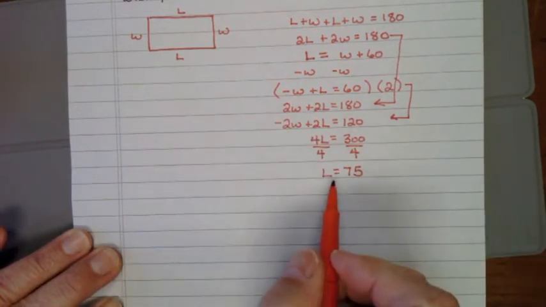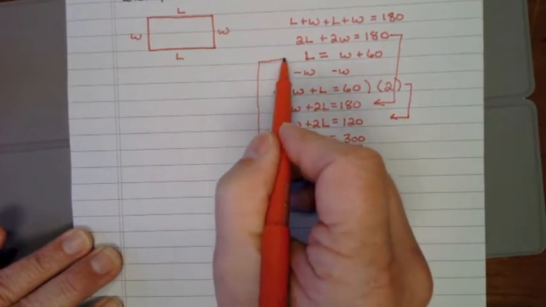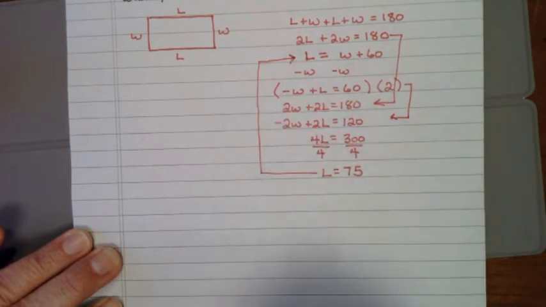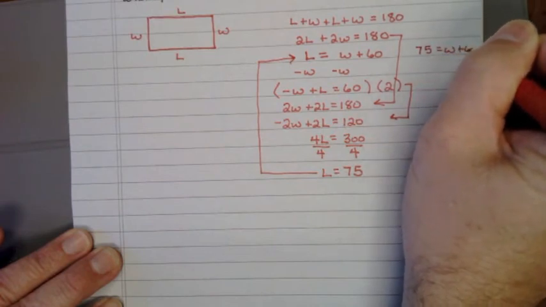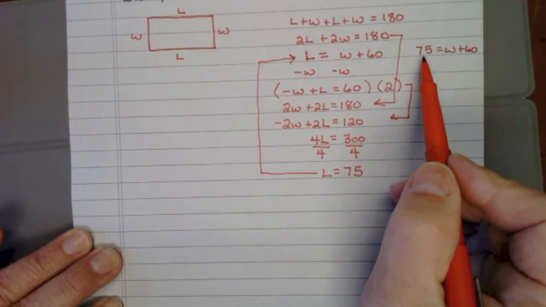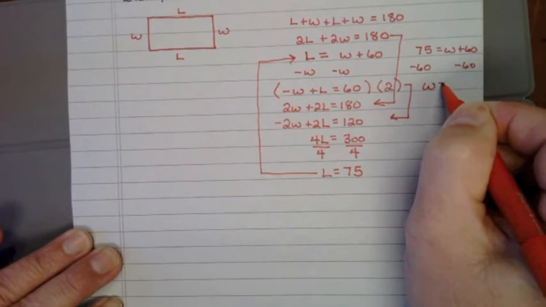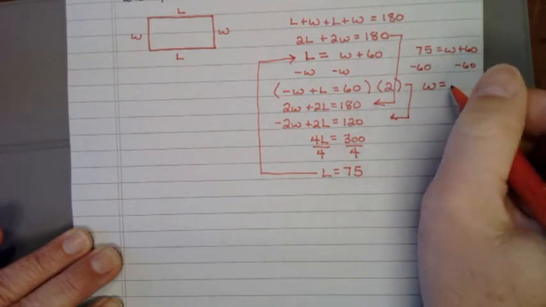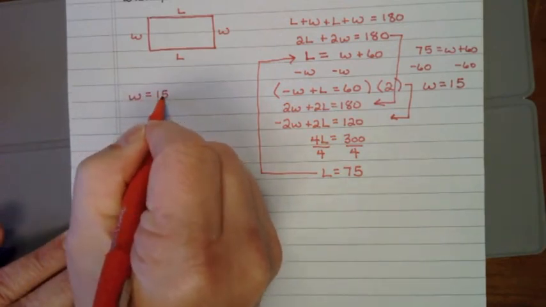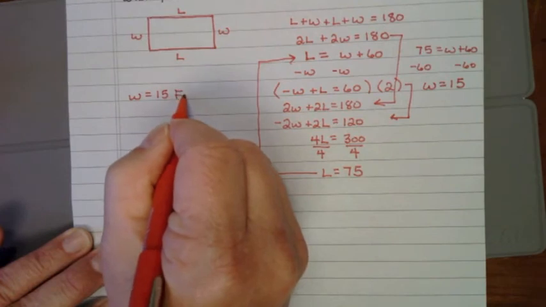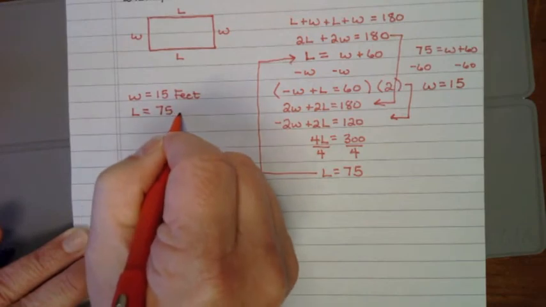Now that I've found the length, I need to find the width. I can take this and plug it into this one right here. That would be 75 is equal to W plus 60. Remember, the width is going to be smaller than the length, so I need to subtract 60 from both sides. The width is equal to 75 minus 60, 15. So the width is equal to 15, and since I'm dealing with feet, that would be feet. And the length is equal to 75 feet.